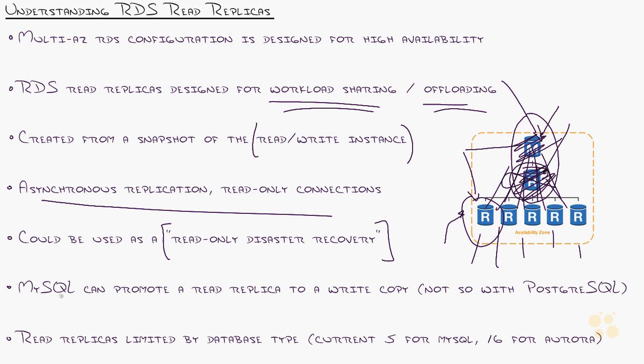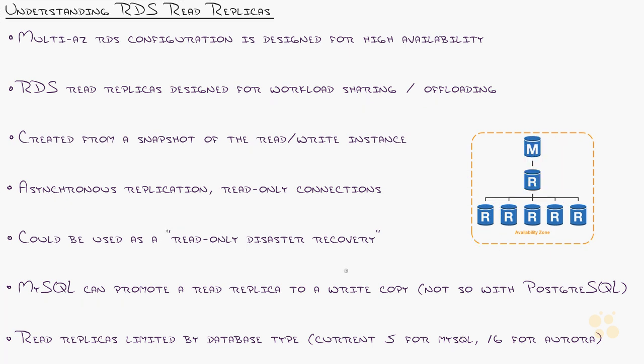MySQL could promote a read replica to a write copy. So if you want to take it as another level of disaster recovery, you can, but that is a manual process. And by the way, Postgres doesn't support that at all. So it's one of those manual intervention kind of processes that allows you to do that. But you can tell my hesitation. I'm like, but that's not what it's designed for. That's the multi-availability zone. So I don't want you to take the certification exam and be like, oh yeah, read replicas, that's a great high availability mechanism. No, no, no. That's multi-availability zone.